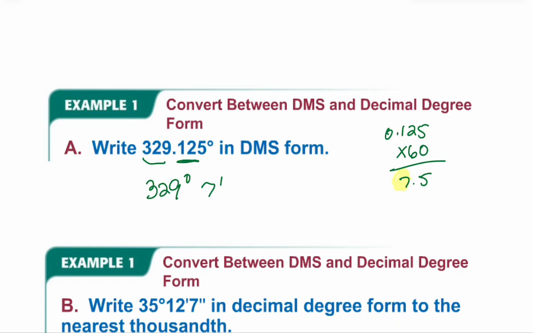And now we're going to take off this decimal and we're going to multiply it by 60 again. So we've multiplied it by 60 twice. The first time is going to give us the minutes. The next time is going to give us the seconds. And so that would be 30.